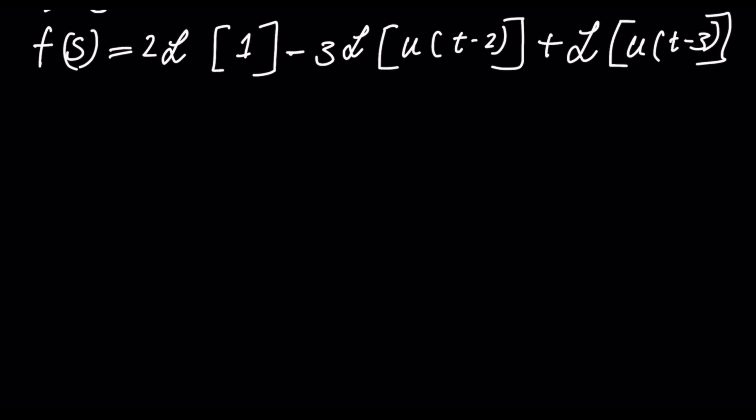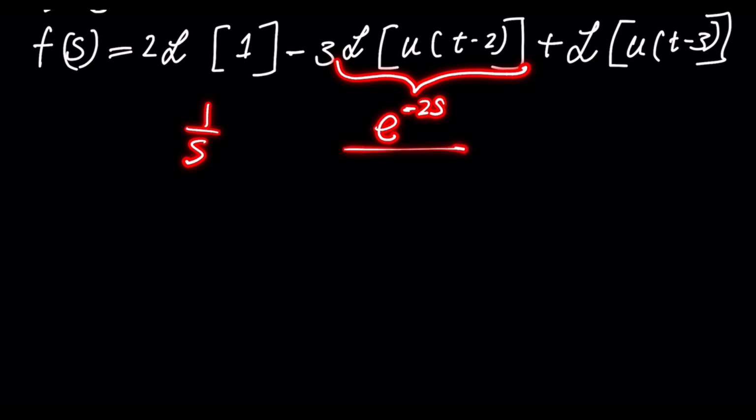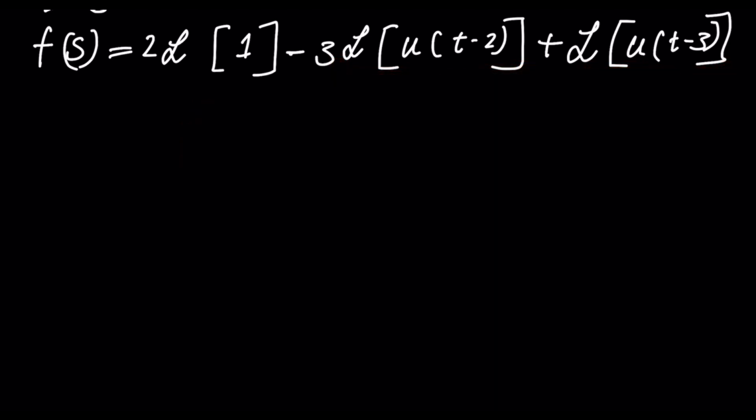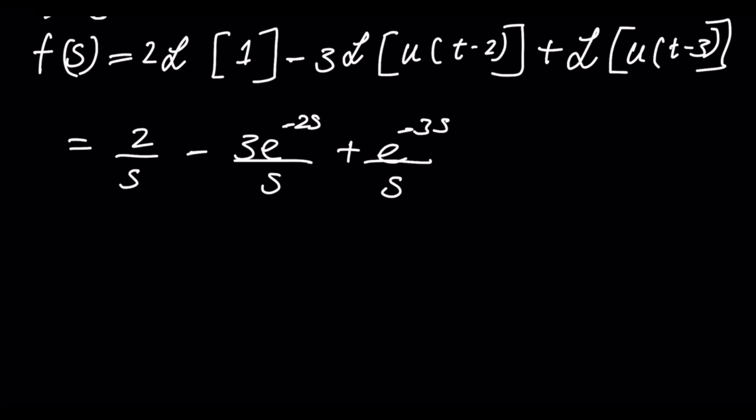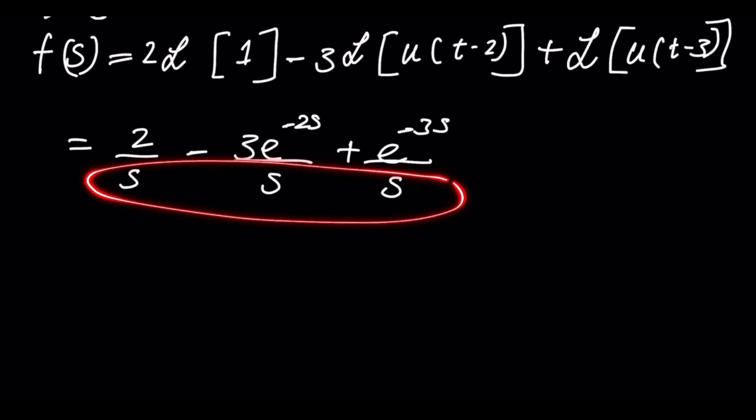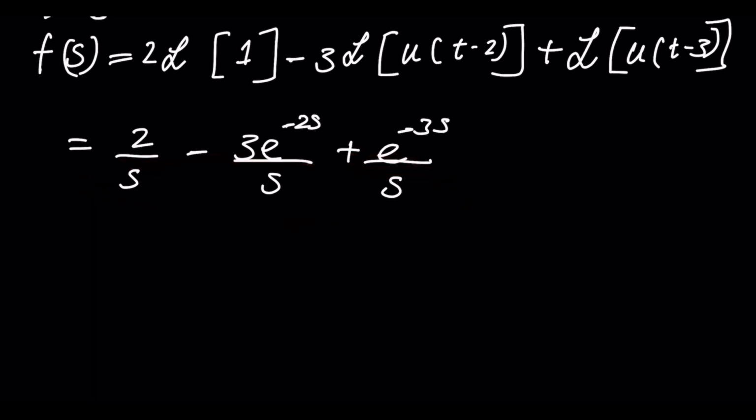We know that the Laplace transformation of a constant is going to be 1 divided by s. The Laplace transformation of this unit step function is going to be e power minus 2s divided by s. And the Laplace transformation of this unit step function is going to be e power minus 3s divided by s. Now you can notice that in all of these terms, we have s in the denominator. So we need to make sure that the value of s is always greater than 0. Otherwise, it diverges and that creates a problem.